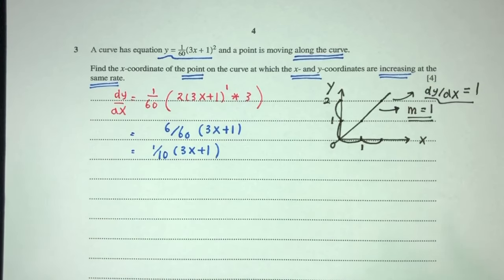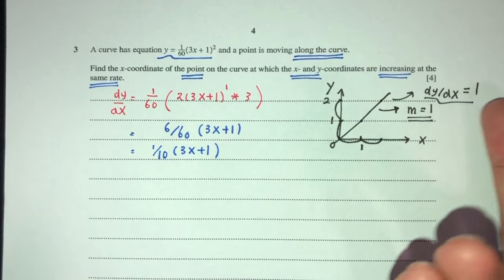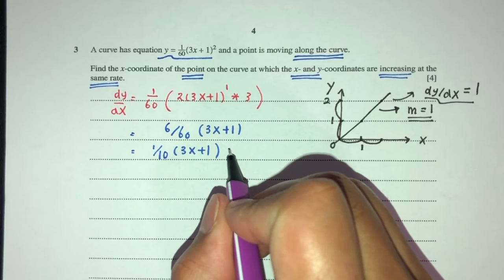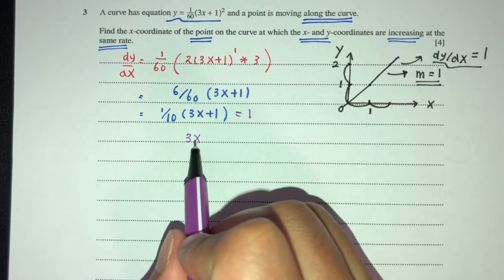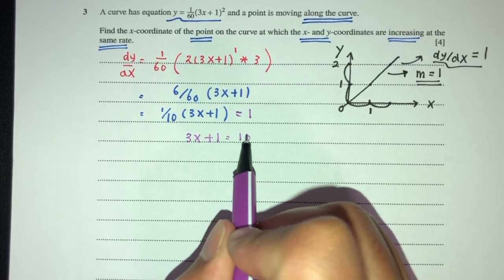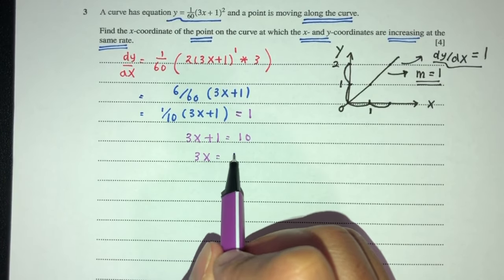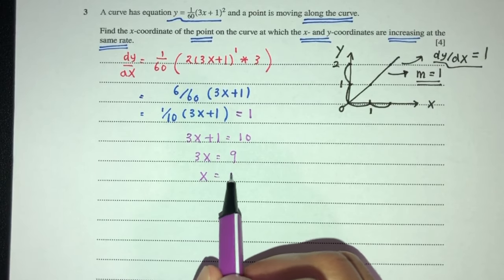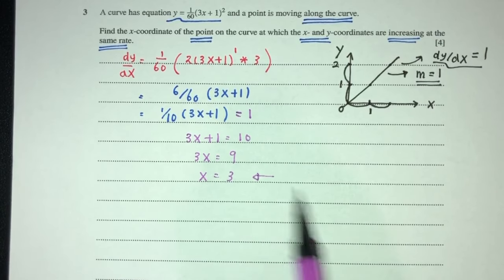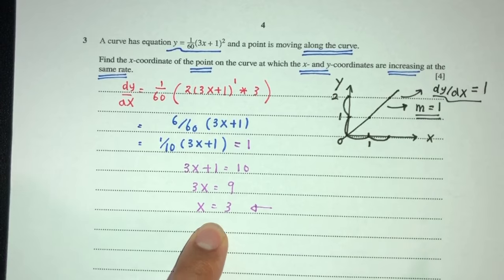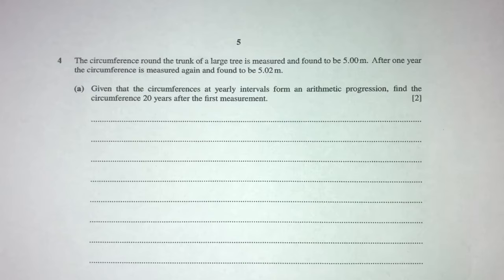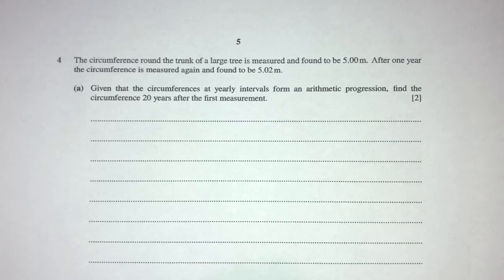Now, we understand it requires this to be 1, so equate that to 1. Let's see what happens. So finally, by cross multiplication, you will have 3x plus 1 is a value of 10. Therefore, 3x is a value of 9. x will be the value of 3. And this is your question number 3. We just require the x value. So x is 3 for 4 marks. Question number 3. Now let's move on to question number 4.